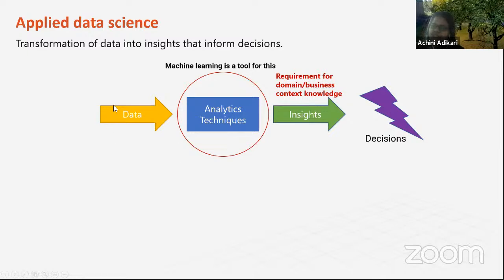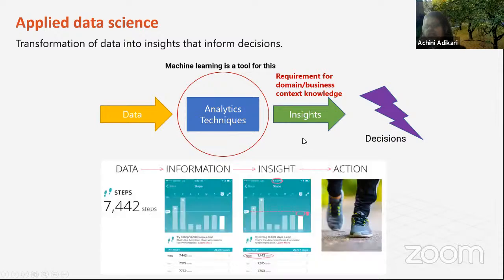So first, this is the data science process. We have data that gets fed into analytics techniques. Machine learning and deep learning are the tools for this. Then as outcomes, we generate insights that are the requirement for the business domain. And from there, we make decisions, right?